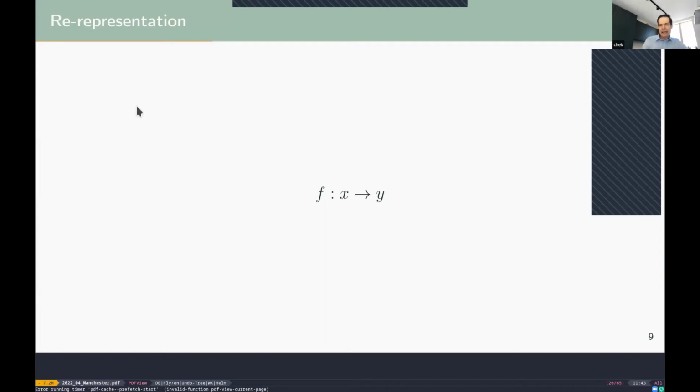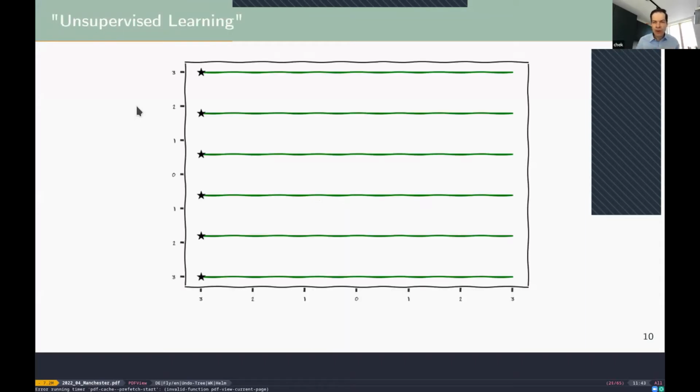So what I'm saying is that we have some observed data Y, and what I want to learn is a re-representation of this data in the form of a variable X, and this variable X is connected to the data Y through a mapping F. Right, so let's draw this. So this is the problem that we have.